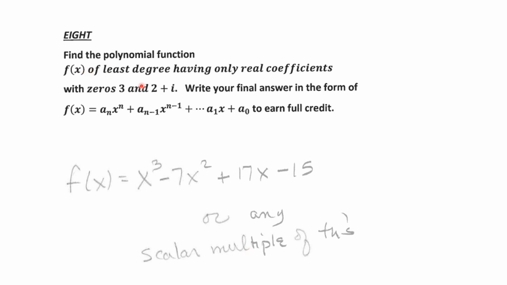Here's number 8. You were to find the polynomial of least degree. It should have said a polynomial of least degree, but that's okay. I counted it correct anyway. So you have to have a factor of x minus 3. And here you have that 2 plus i and 2 minus i are roots. So it's a cubic. If you multiply all those together, you'll find out that this is the simplest polynomial, x cubed minus 7x squared plus 17x minus 15, or any scalar multiple of this would work and would have been counted correct as well.